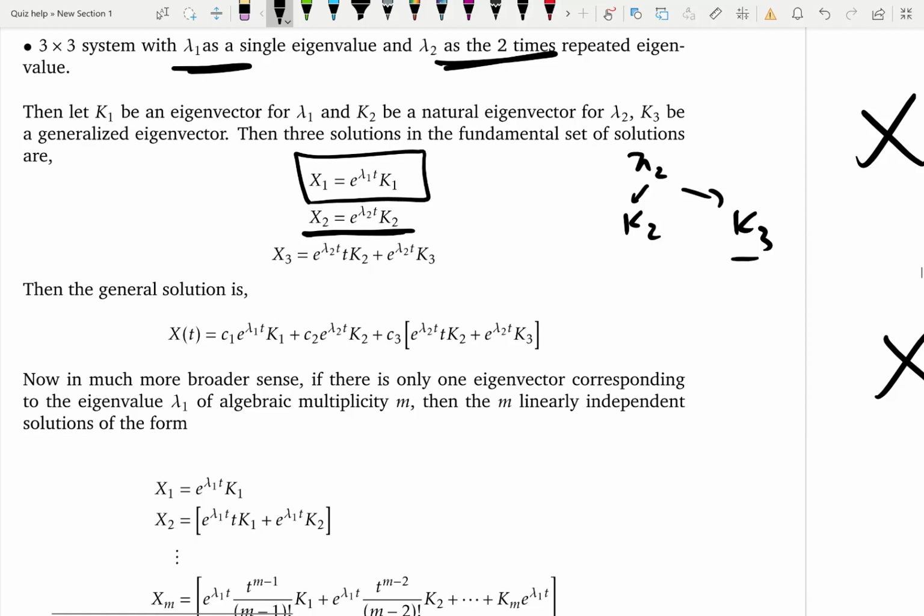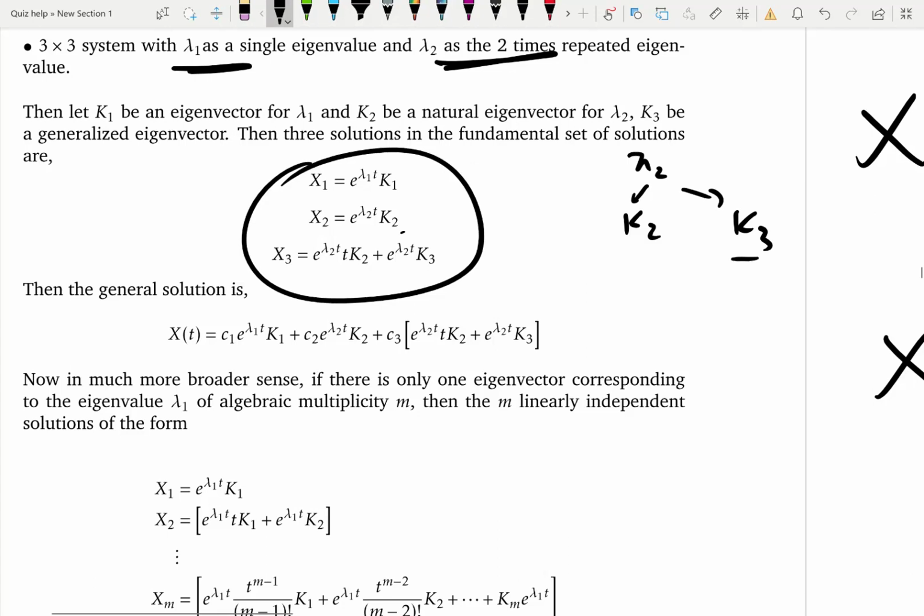Now here we don't multiply by t, because lambda 1 was not a repeated one. It has nothing to do with lambda 2. That is why I say leave him be. Now this x2 is the first part that is associated with the repeated eigenvalue lambda 2. The way you write x3 is t times this x2, so t e^(lambda 2 t) k2 plus k3 e^(lambda 2 t). So that is how you write x3. Now you take the linear combination of these three and then you can write the general solution.